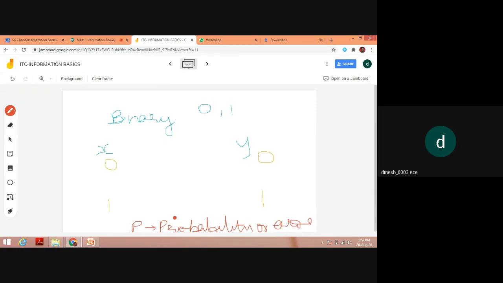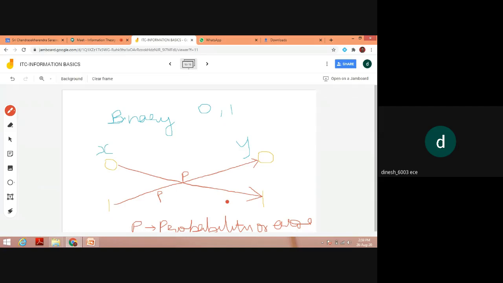Probability of error. So when do we get a probability of error? When our input is 0 and output is 1. I'm giving 0 as my input, but I'm getting output as 1, so it means that it is an error. Next, if I'm giving input as 1, I'm getting output as 0, which is probability of error P.